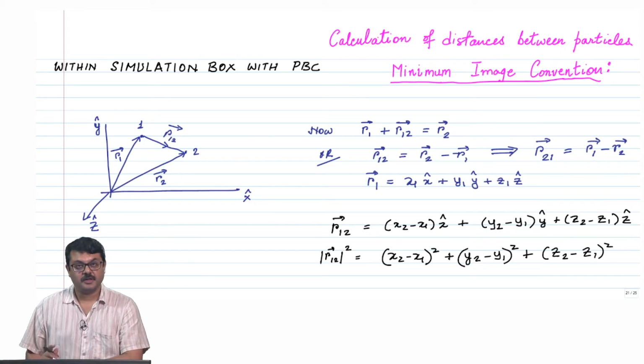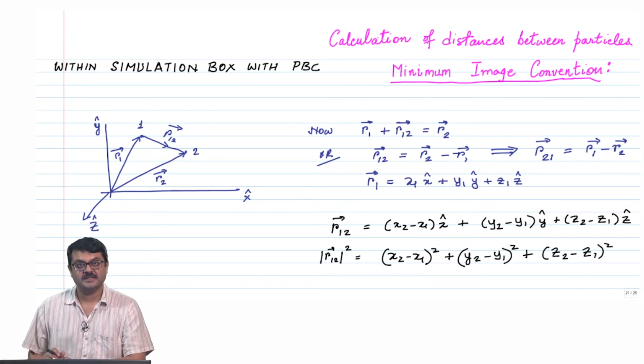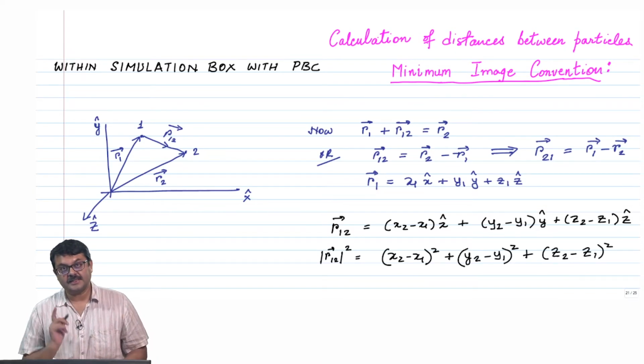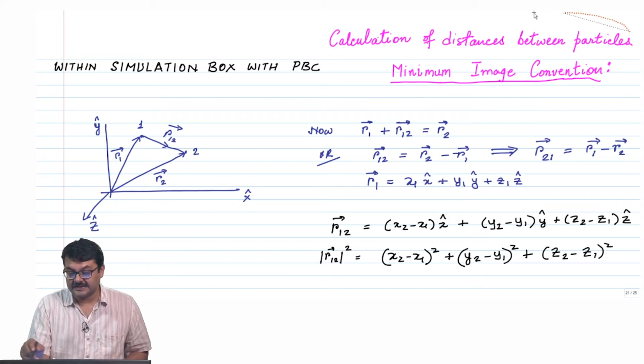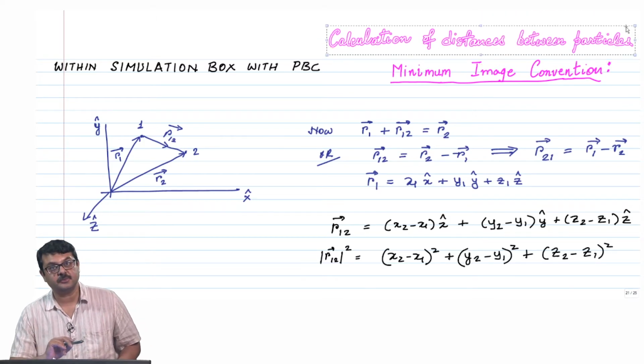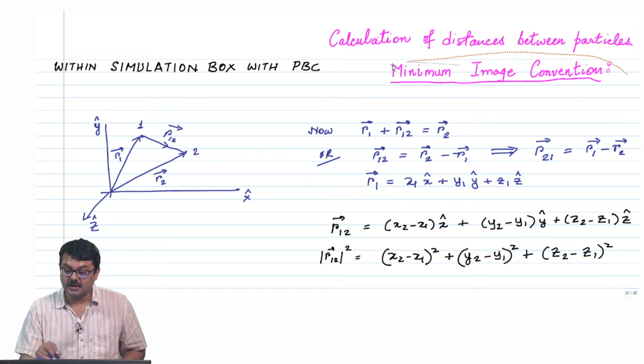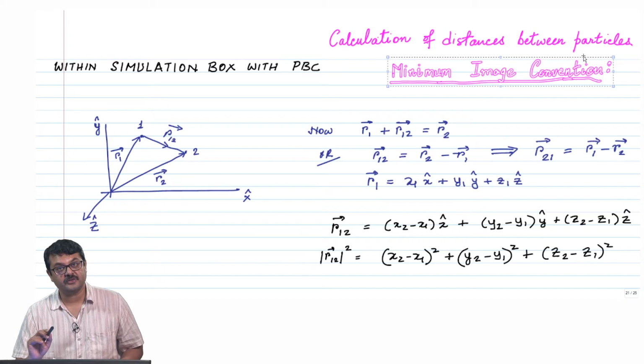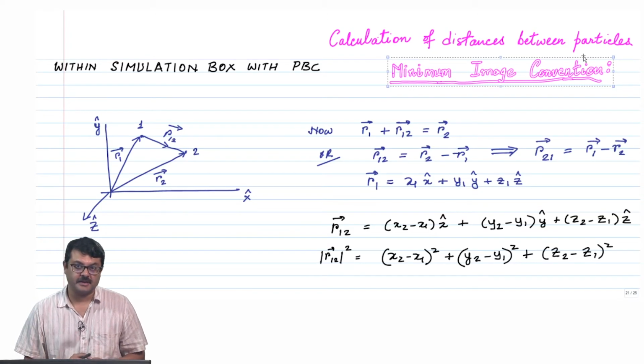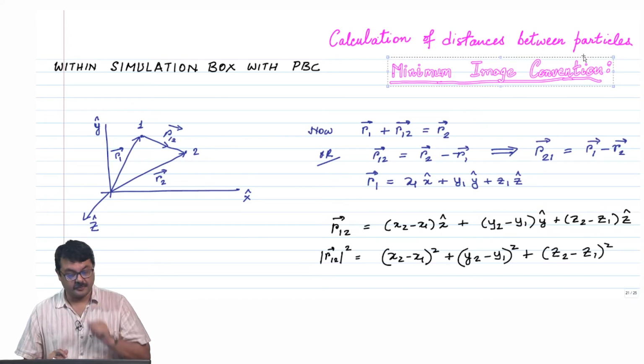Now, when you have a simulation box with periodic boundary conditions implemented, the calculation of distances between particles in the simulation box becomes a problem, and one has to introduce the idea of the minimum image convention to calculate the distance between particles, especially if they are near the edges of the box. So, let me explain. Suppose you have a box with periodic boundary conditions.